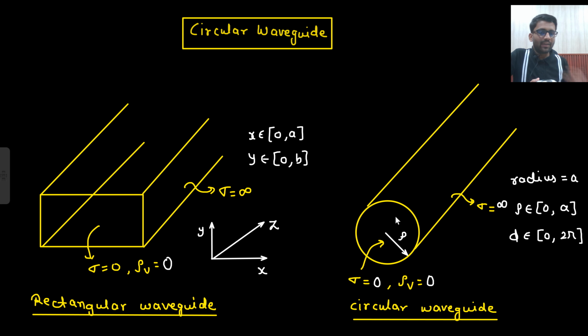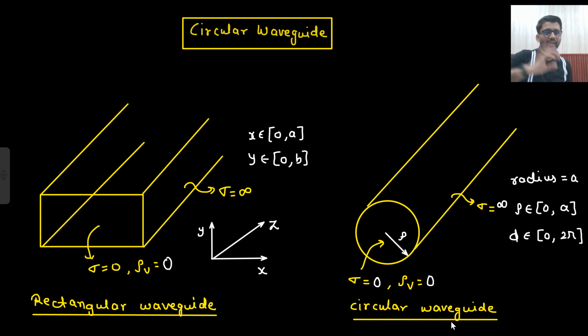So from here the wave would come and it will travel along the z direction. It has a radius of a. So how will we define the coordinates? We will define the coordinates in terms of rho, phi and z. Rho value will change from 0 to a, phi value will change from 0 to 2 pi, and z value we do not define. Similarly, here as well we did the same thing.